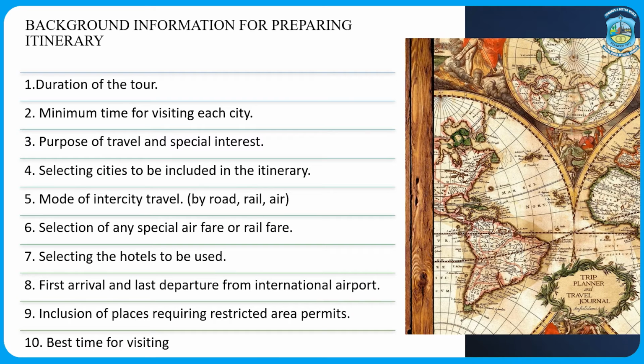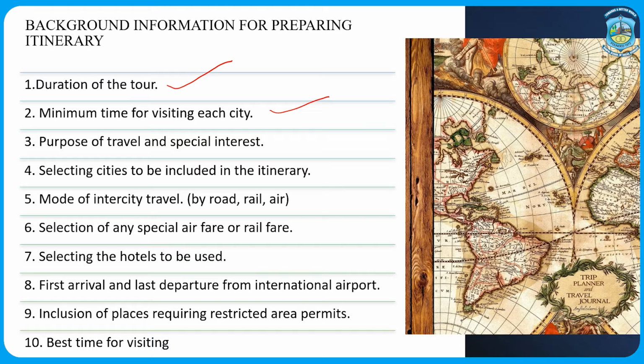Next, the background information for preparing an itinerary which is mandatory, that is the duration of the tour. It means how much time the tour takes, whether it's 2 days 1 night or 5 days 4 nights, it depends upon the duration of the tour. Then the minimum time of visiting each city, how much time you are taking to visit a particular city.